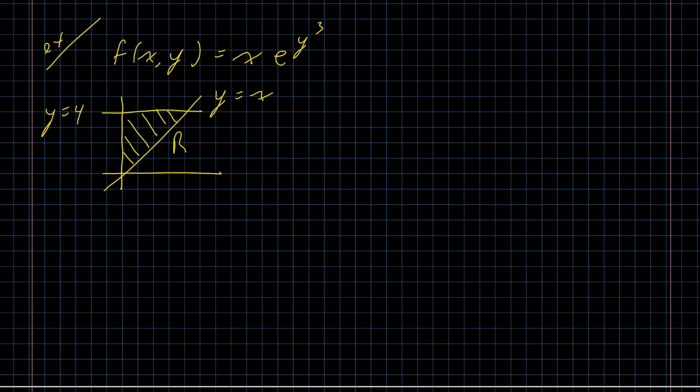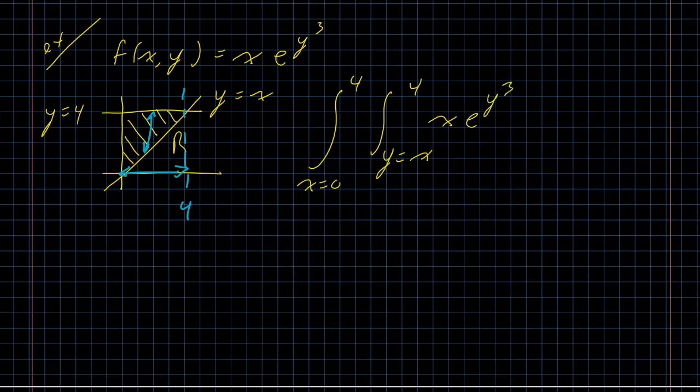My natural inclination here, I have y written as a function of x, so let's set up y first. And if I'm looking at y, it's going from that line up. So y goes from x to 4. And then on the x-axis, remember that I collapse down and look at my shadow. Well, those two lines intersect at the point (4, 4), so I know that x goes from 0 to 4 of my function, x e to the y cubed dy dx.